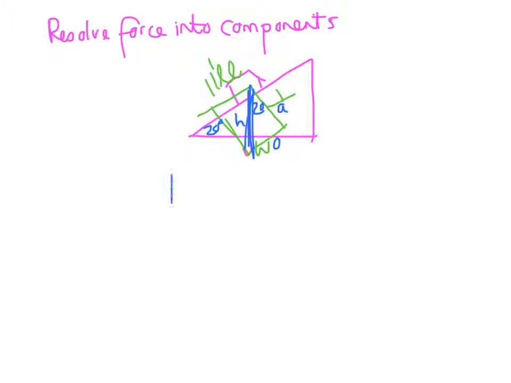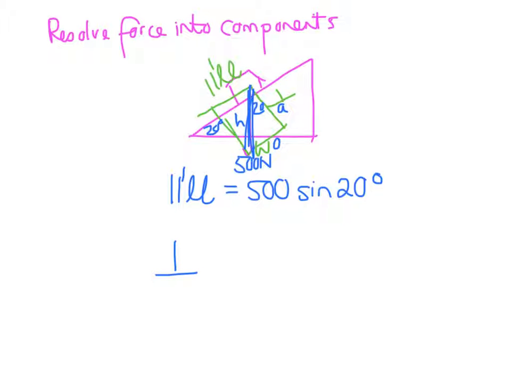So if I want the parallel component, I would be able to say that that is equal to whatever this weight is. Let's make it 500 newtons for want of a better number. 500 sine of 20 degrees. And when I'm doing the perpendicular component, it would be, let's say, 500 cos of 20 degrees.